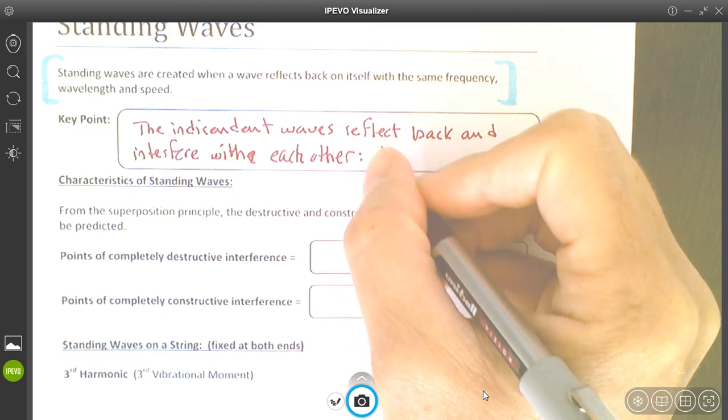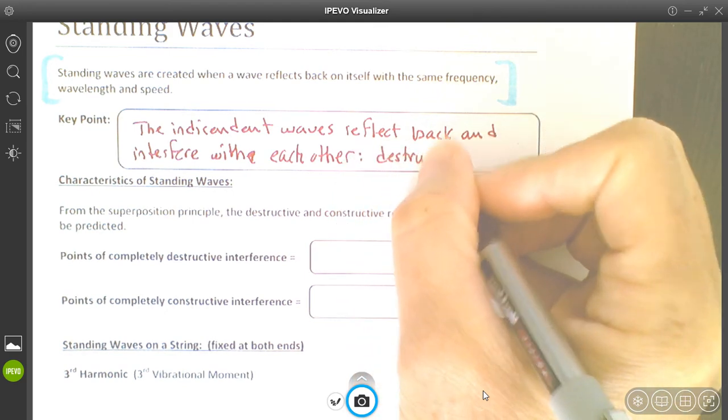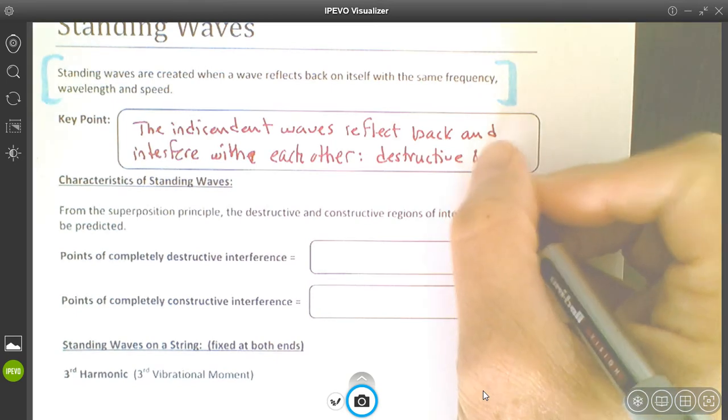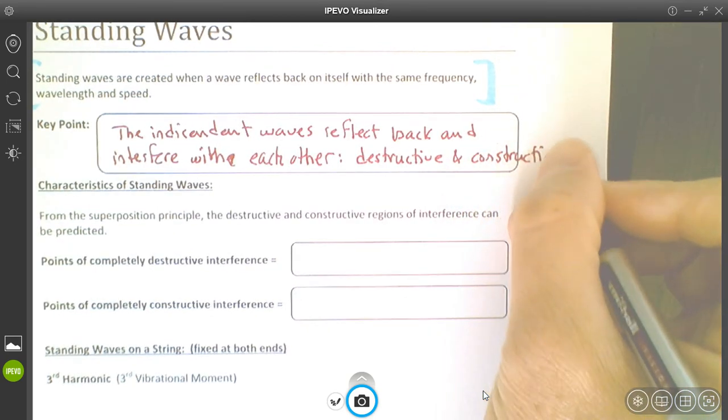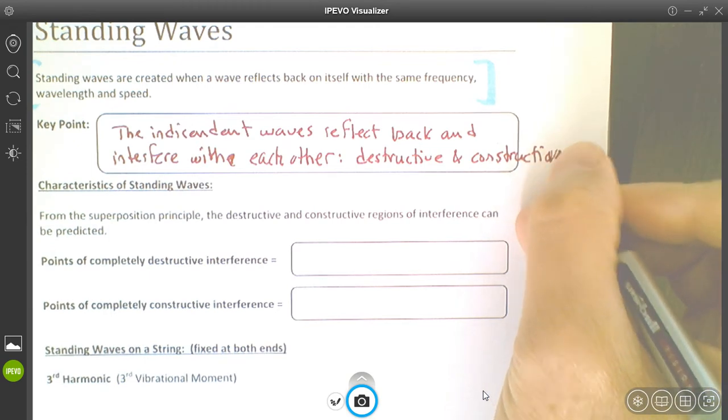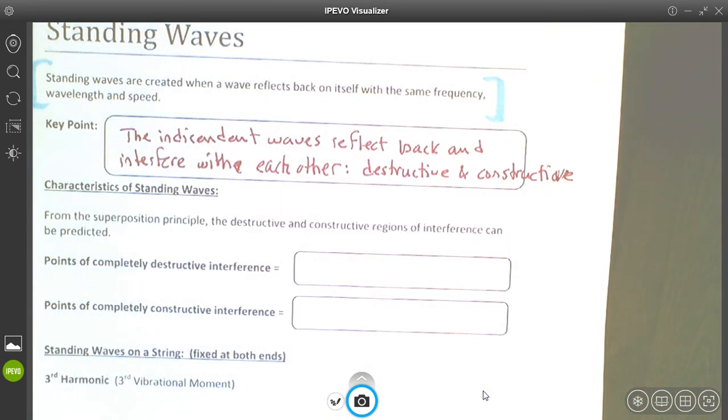Both destructive and constructive interference happen. So it makes it look like the wave is just stationary and going up and down and up and down.